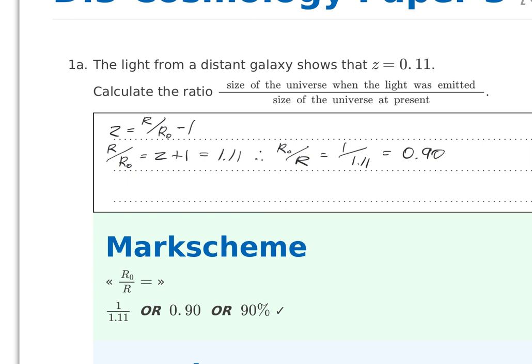So Z is 0.11. So 0.11 plus 1 is 1.11. So if we flip that to size of the universe then over size of the universe now, we get 1 over 1.11 or 0.9 or 90%.